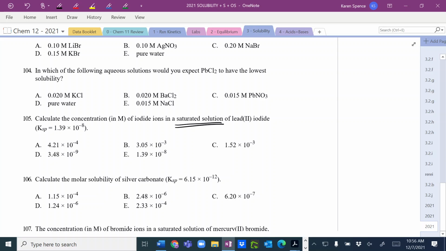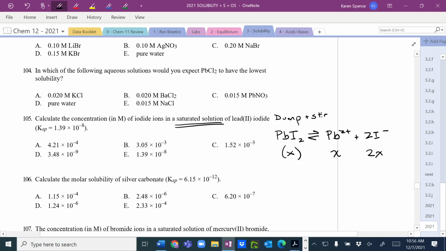105. So we want the concentration of iodide in a saturated solution. Since it doesn't give us any of the concentrations, we have to assume that this is a dump and stir situation. Otherwise, they would have had to have given us some concentrations of either ions or compounds. So we have lead iodide, PbI2, in equilibrium with Pb2 plus and 2I minus. And if our solubility is X, then this is X and this is 2X.